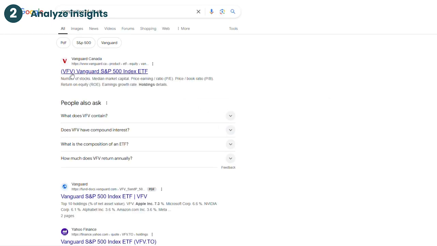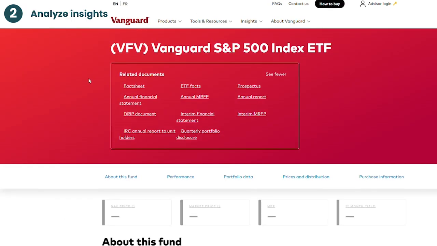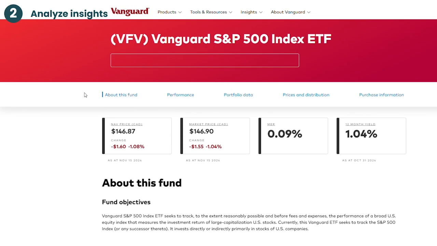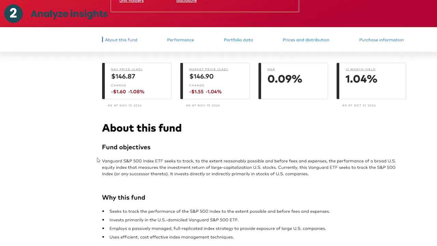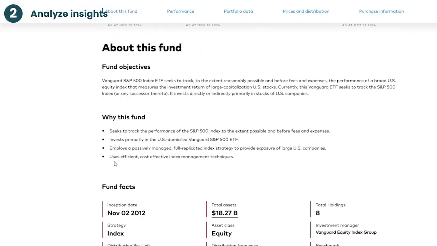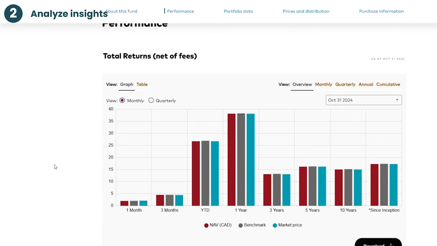Now, when you get to the page, you'll be able to see multiple details, fund objectives, why this fund exists, some fun facts as well. And you'll also be able to see important information such as what exactly is the growth of this fund in the last year, 3 years, 5 years, or since its inception as well.